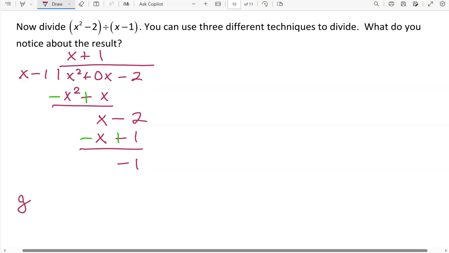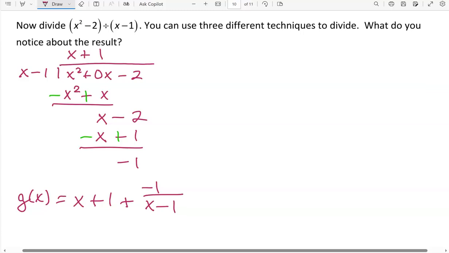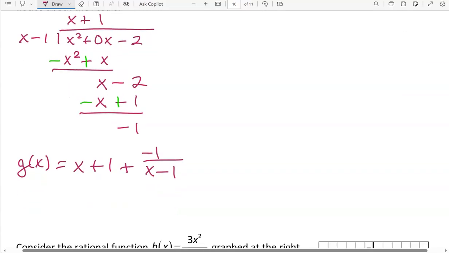So what that tells us is that g of x can be rewritten as x plus 1, the quotient, plus the remainder, negative 1, divided by the divisor x minus 1. The same thing that was true before is true about this function. This remainder over divisor piece is going to get very small when x is either very positive or very negative, and so there is an asymptote to the graph in the form of y equals x plus 1, just the quotient part of that function.